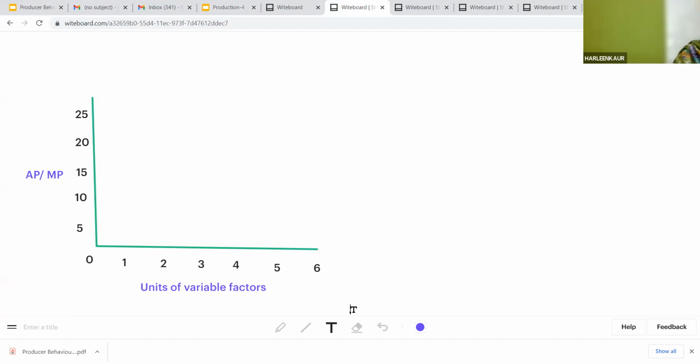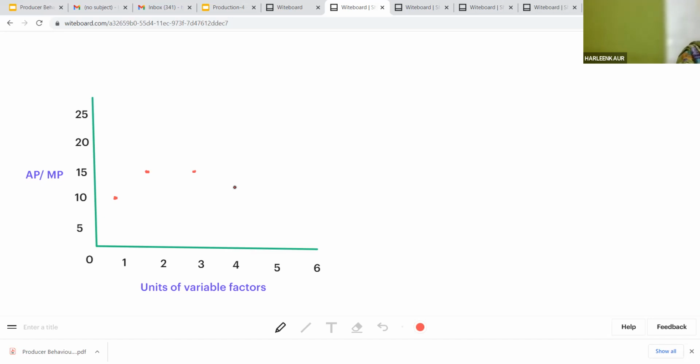Now here, let's plot the curve with the help of the table. First, focus on average product. First we have 10 on one variable factor, then 15 on the second variable factor, and then again 15 on the third variable factor.